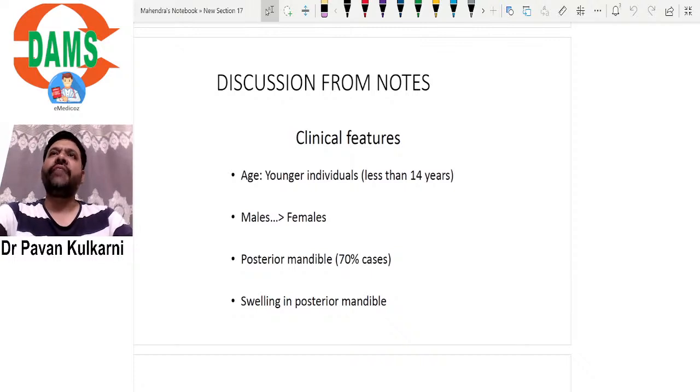See, otherwise the main difference, there is not much difference between the ameloblastoma and ameloblastic fibroma. The main difference only is the age. Ameloblastic fibroma typically occurs in younger age, always typically less than 14 years of age, whereas ameloblastoma usually occurs in a much older age group. That's the main difference. Otherwise, ameloblastoma and ameloblastic fibroma, you can't differentiate clinically.